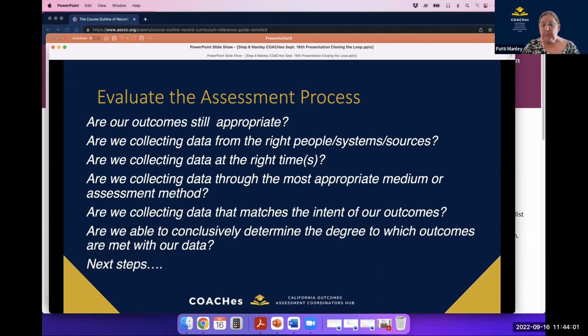We may need to either revise the outcome, or maybe we need to revise the assessment method, but we really need to look at whether we are collecting the data that we intend to collect, that we really want to collect. And then, are we able to conclusively determine the degree to which outcomes are met with our data? So we need to make sure that we go through each one of these steps, each one of these processes, as we look at our data and as we start to close this loop.